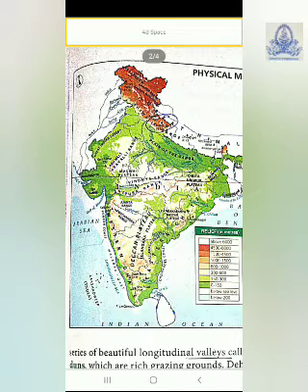Indus River has its own tributaries. Tributaries means small channels of a major river. So here in the map you can see that Jhelum, Chenab, Ravi, Satluj, these are the tributaries of the Indus River.